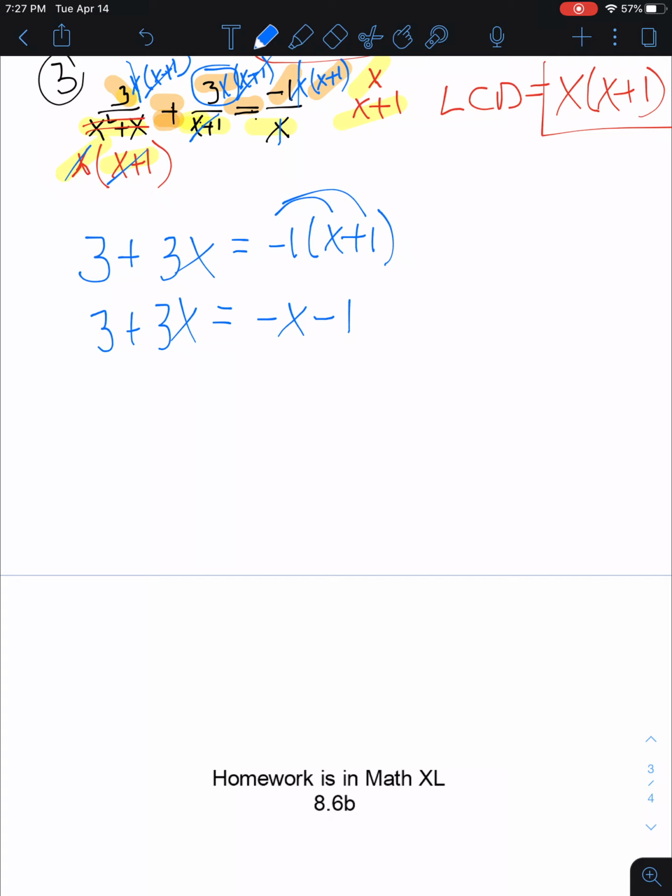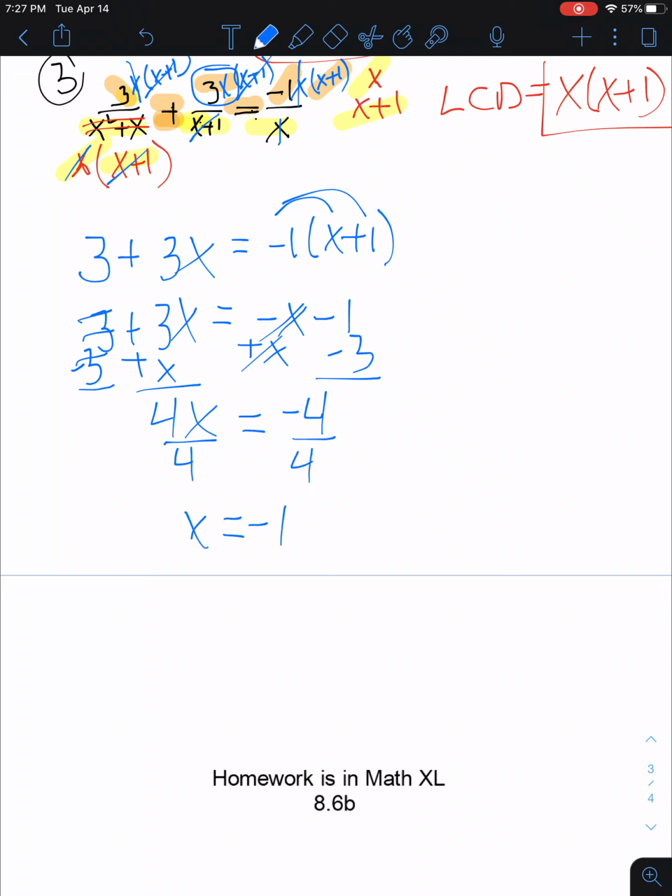Okay, now let's move the x's to one side and the numbers to the other. So we'll add an x and add an x, getting the x variables together. That's going to give me 4x. And in the same stroke, I'm going to go ahead and subtract this 3. Subtract this 3, that gets rid of the 3's over here, equals, and on this side, that would give me a negative 4. Divide by 4, you've got x isolated now, and x equals negative 1. That should be my solution.